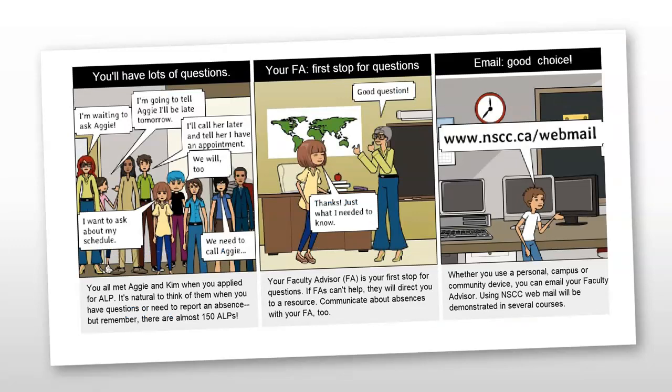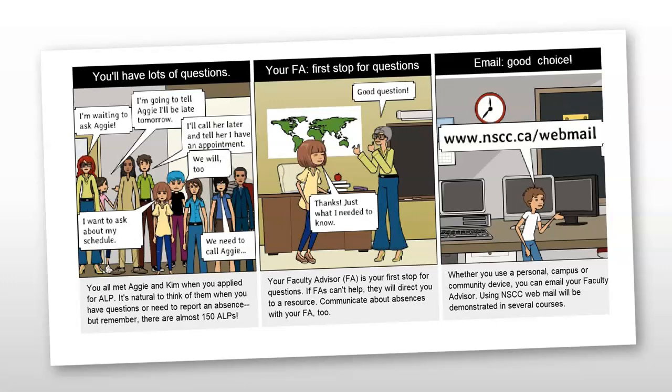When you enrolled in ALP, you met Aggie and Kim. So it's natural to think of them as the first stop for all your questions. But remember, there are almost 150 ALP students. That's why we have faculty advisors. We call them FA for short. And we're your first stop for questions. Your faculty advisor, if we can't help, then we will direct you to a resource.